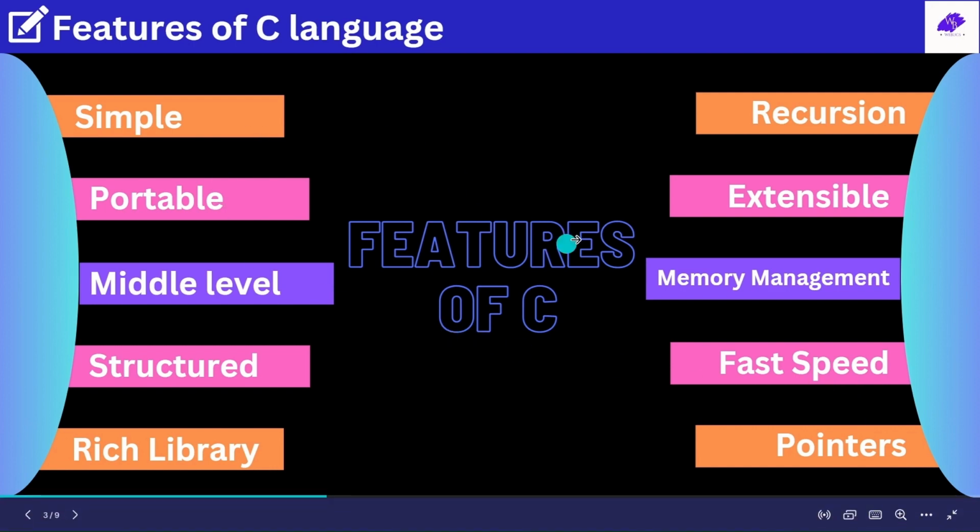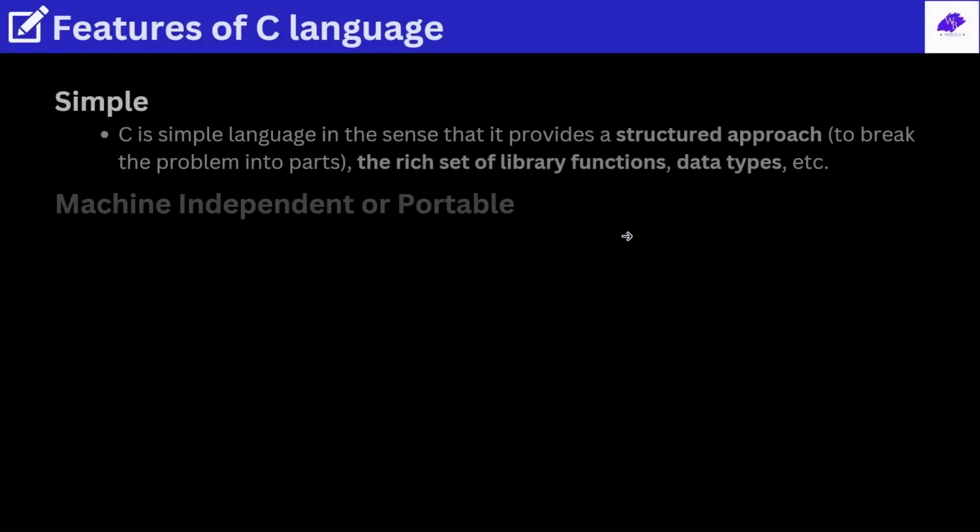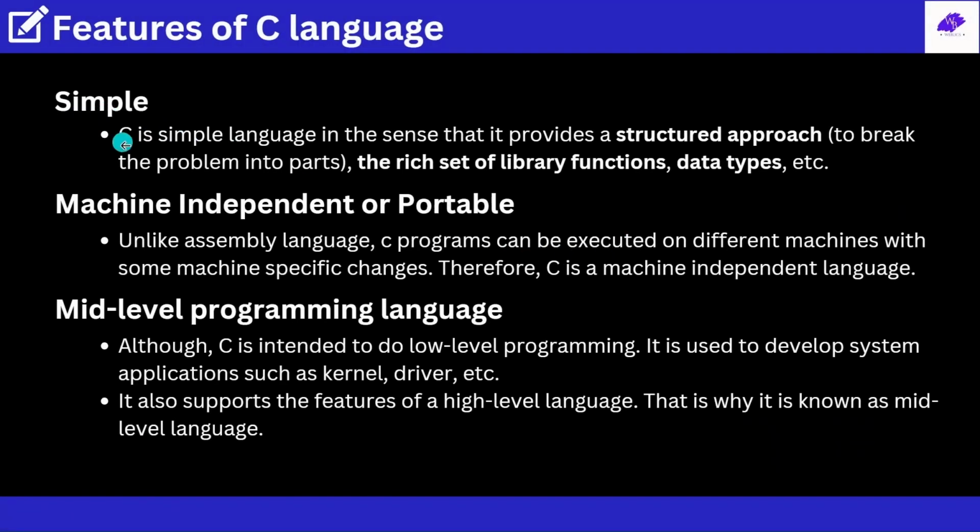So let's discuss in detail. First is simple. C is a simple language in the sense that it provides a structured approach, a rich set of libraries, functions and data types. It is called simple because we can break the whole program into parts, so that we can easily understand what the program is written and how the execution is to be followed.